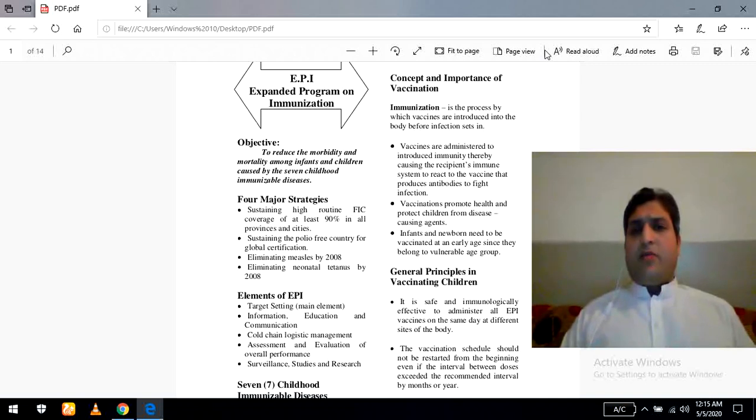And this is very important. The next important concept and importance of vaccination is basically to promote the health of the people and to prolong their lifespan. And the next one is to protect newborn babies and children in the coming time from various diseases.